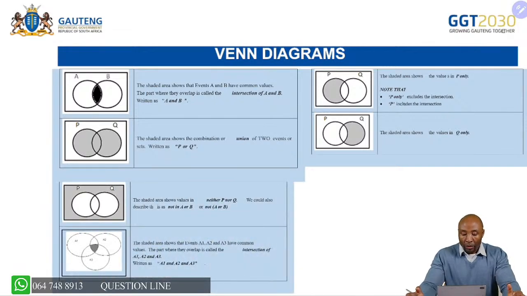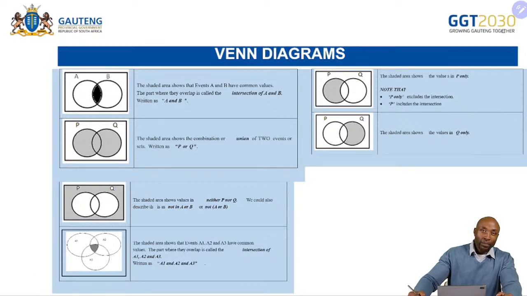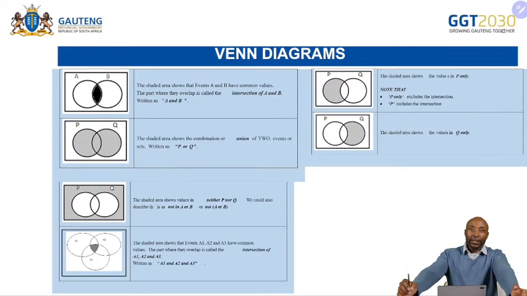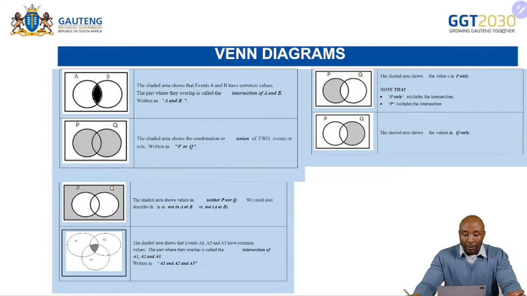And then we also have the set that is given where it's shaded inside the sample space but outside the events. And we call that one not A or not B. In this case, it's not P and not Q. You are looking at all the outcomes that are not part of the events P and Q. So we look at the shaded area. So it's the not part. We will talk about it.